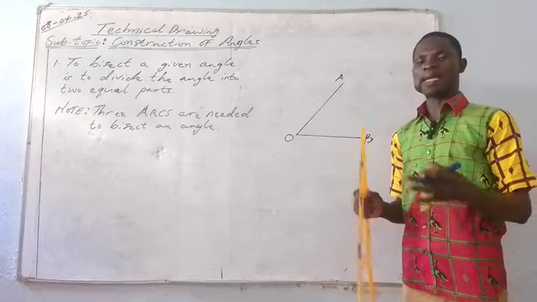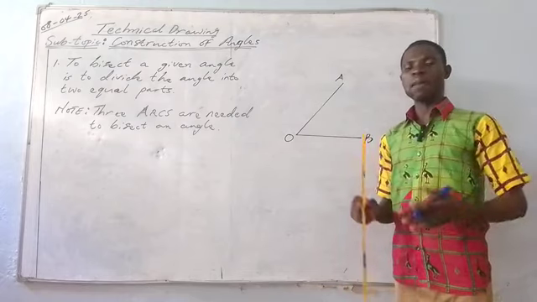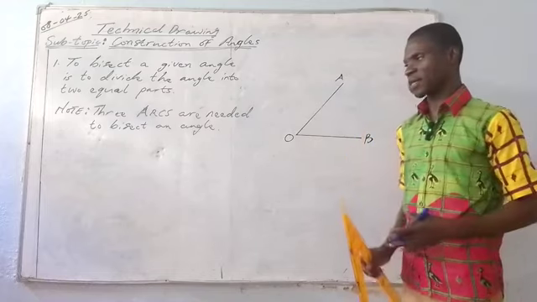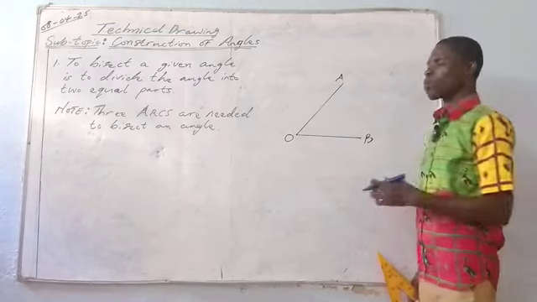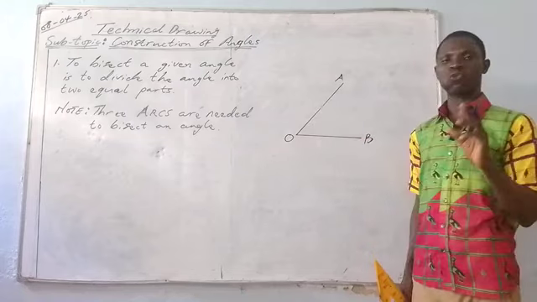You can form an angle of any size that you want. Make use of a protractor, a set square, or a pair of compasses. Okay, so we have formed this angle. We want to bisect it. That means we want to divide this space into two equal parts.